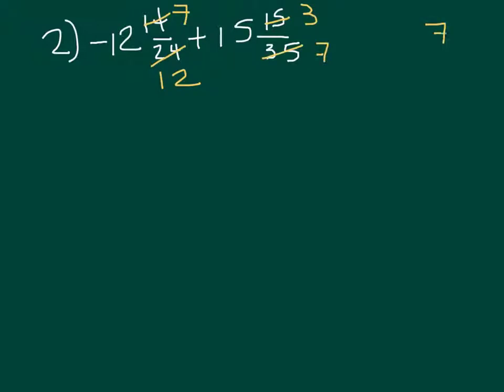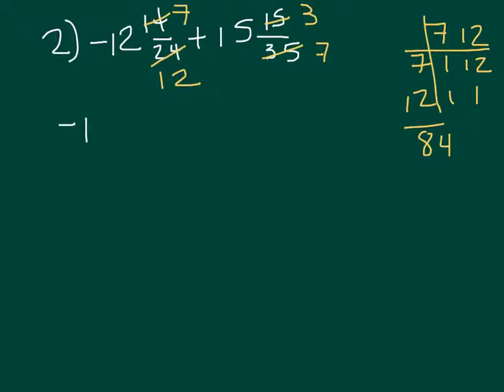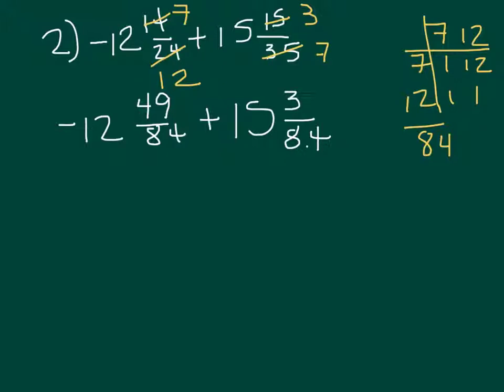If I get the common denominator for 7 and 12, it will be 84. So we put our common denominator as 84. And we say, what did I multiply 12 by to get 84? 7. So 12 times 7, 84, and 7 times 7, 49. 84 into 7, 12, times 3, 36.